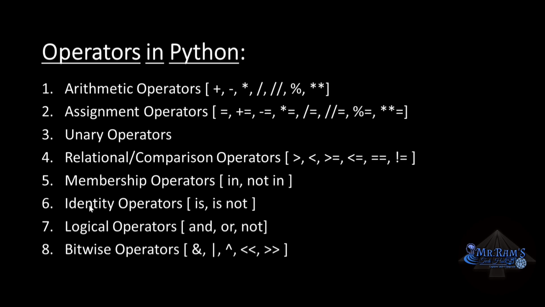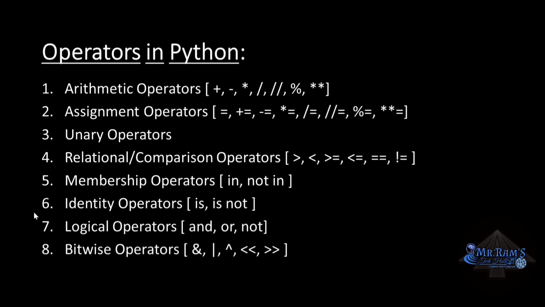And we also have identity operators. We check whether the address of both variables is the same or not. Just like equality operators, but equality operators check whether both values are equal or not, whereas identity operators check whether both are sharing the same address or not.